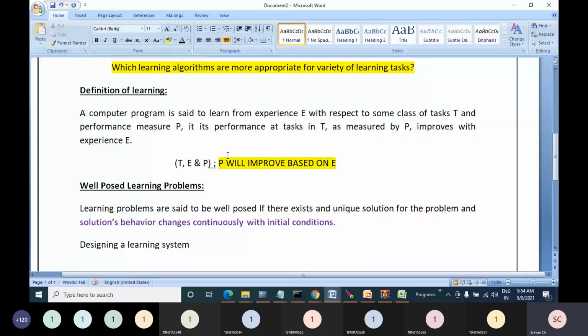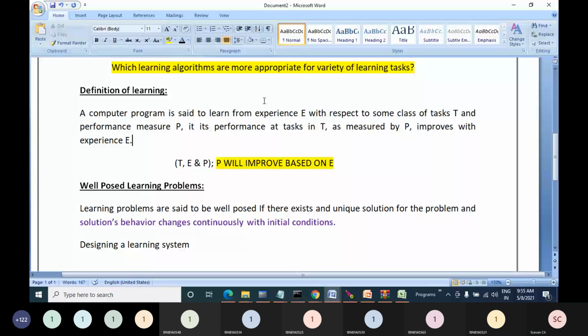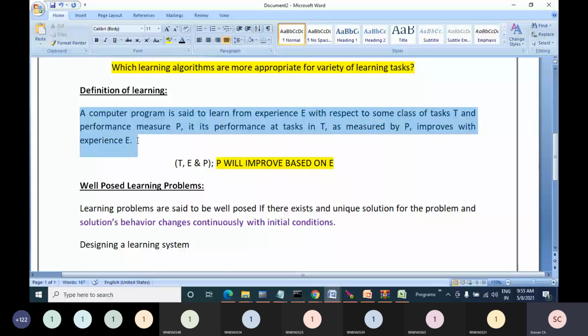So what do we mean by performance? What is this task? What is experience? You will understand the entire definition completely when you see the example which I am going to show you now. So a computer program is set to learn from experience with respect to some class of tasks T and performance measure P. Performance improves with experience. So this is the definition of machine learning, or you can say the definition of learning, right? Obviously, you will not understand this particular definition unless you see a simple, meaningful example, right?